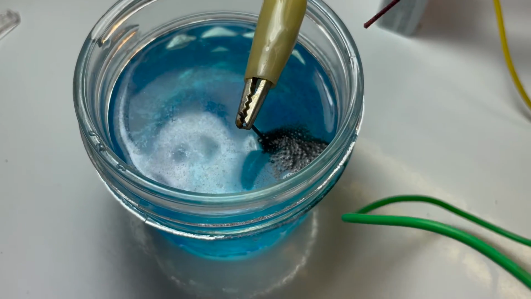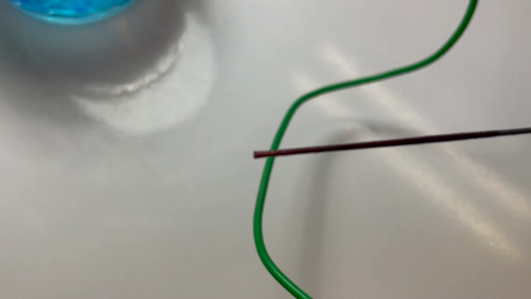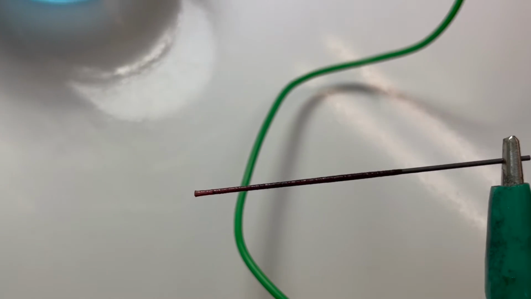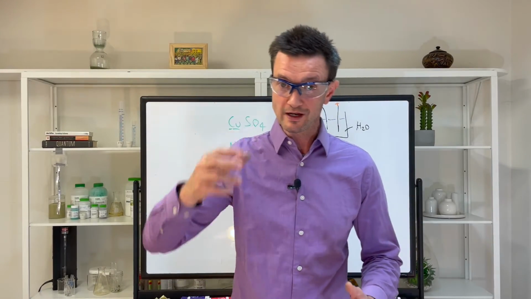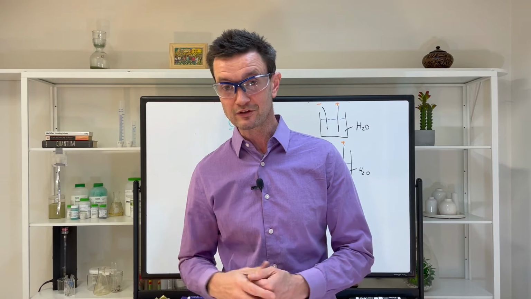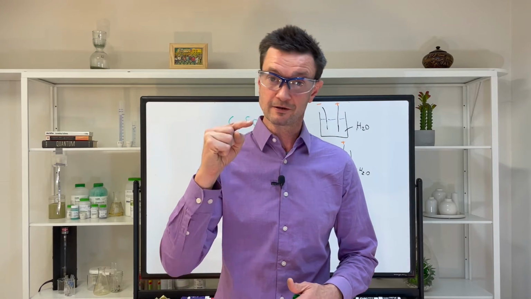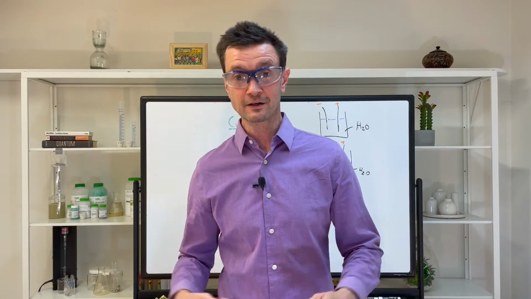Okay, I'm going to take out the electrode connected to the negative terminal of the battery, and you may be able to see a reddish substance plated onto the electrode. Okay, so we believe that that reddish lumpy substance collected at the graphite electrode connected to the negative terminal of the battery is in fact copper metal.